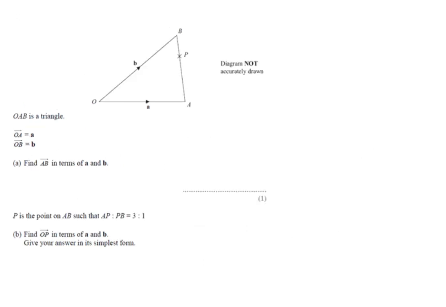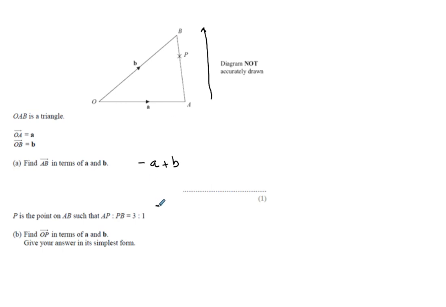All right, let's go a level up. OAB is a triangle, OA is A, OB is B. Find AB. And this is very, very similar to the first thing I showed you. So we're going AB, we can't go straight there, so we've got to go the long way around. So we've got minus A plus B. And of course you write it there. Now, this is when it starts getting ratio-y. So then they say AP to PB is 3 to 1.